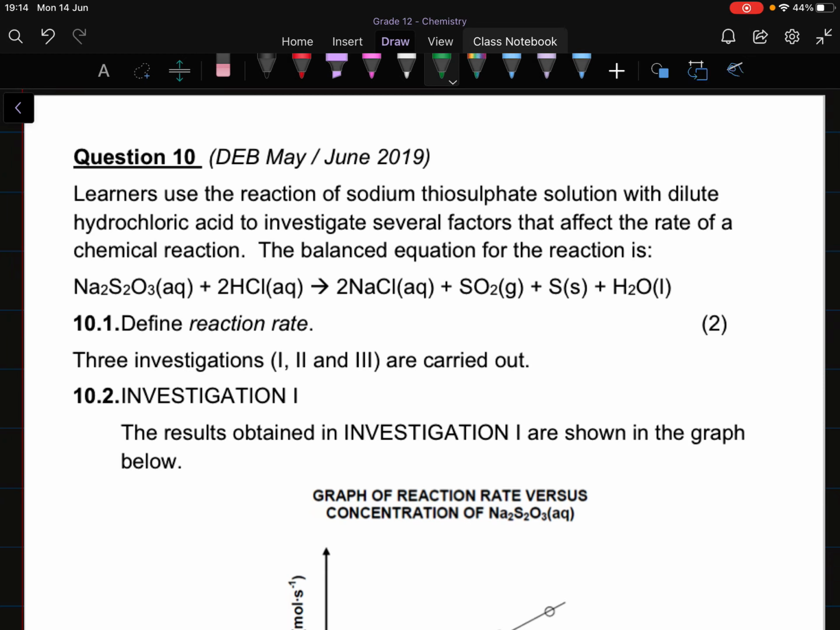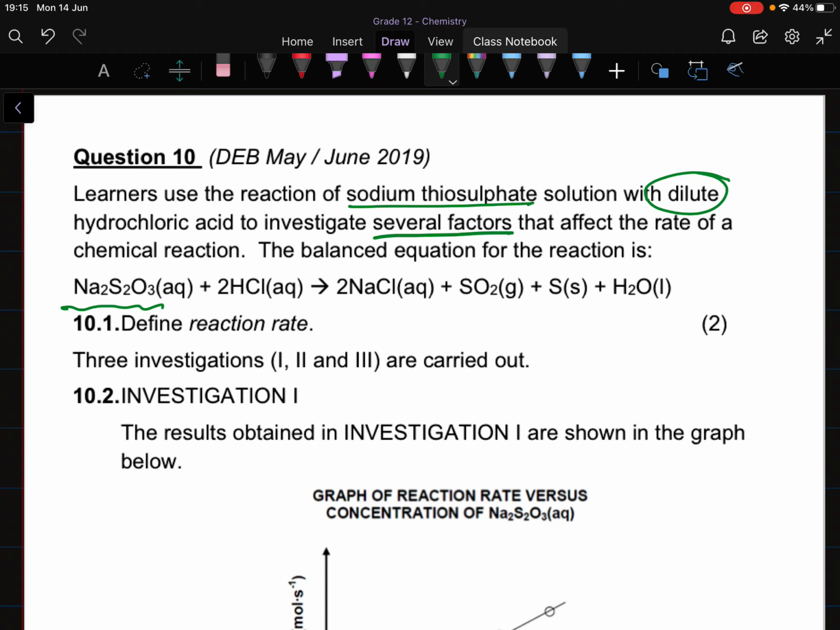We're looking at question 10 on the rate of reaction worksheet. This is taken from the DBE May-June exam from 2019. It's the rate of reaction question. So, they tell us, learners use the reaction of sodium thiosulfate, which is this little compound over here, with dilute hydrochloric acid to investigate several factors that affect the rate of a chemical reaction.